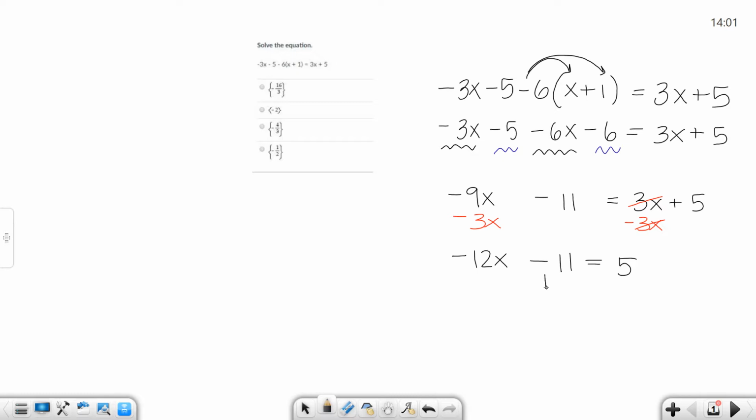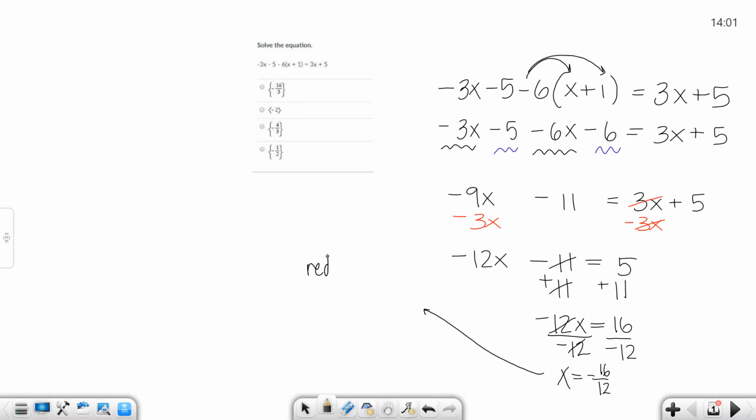To solve it from here, I move the 11 first. Negative 12x equals 16. Divide both sides by negative 12. And x would equal negative 16/12. Well, negative 16/12 reduces. It reduces by 4. So when I reduce by 4, 16 divided by 4 would give me 4, and 12 divided by 4 would give me 3. So my answer is a negative 4/3. Okay? Here is my answer.